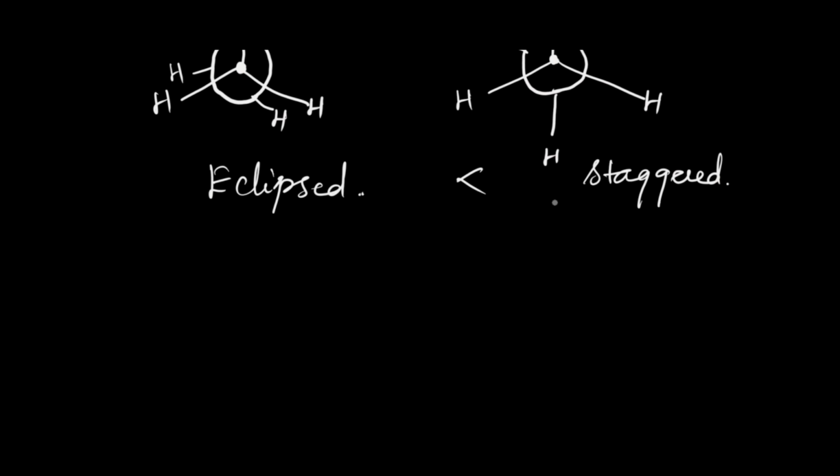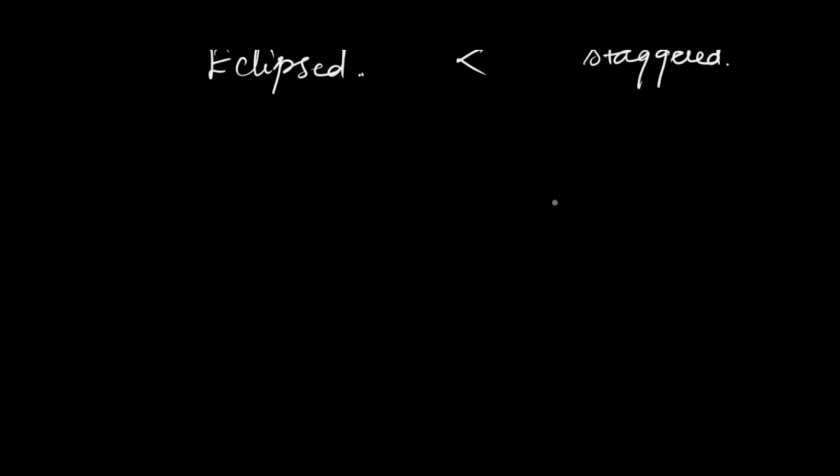Why? Because the strain on the angle of the eclipsed conformation is much more than in the staggered. There should always be some space for each of them, right? So staggered is more stable than the eclipsed conformation. Okay, so that's about isomers of alkanes.